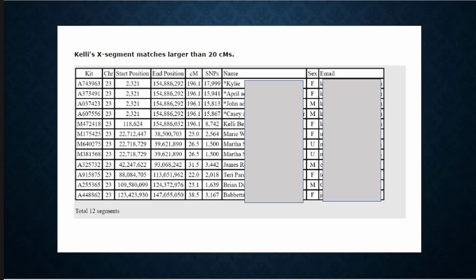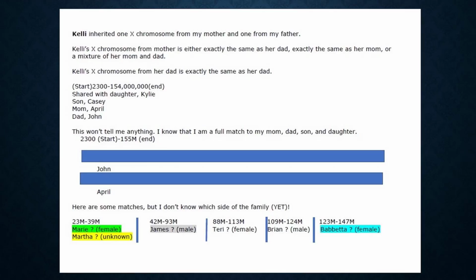So I inherited one from my mom, one from my dad. What I did was I compared mine to my mom and dad, and it doesn't tell me anything. I know I'm a full match to my mom, my dad, my son and my daughter. So that doesn't tell me anything. But there are some matches that come up in that list, and I don't know which side of the family they are. I've kind of color-coded them so you can see them as you go through. They pop out a little bit, so maybe that'll help you identify when I've determined which side of the family they're on.